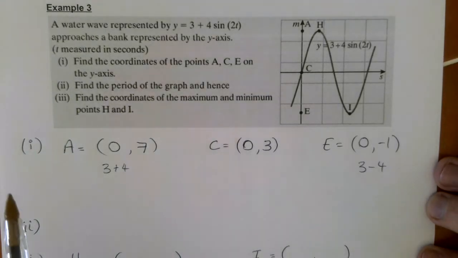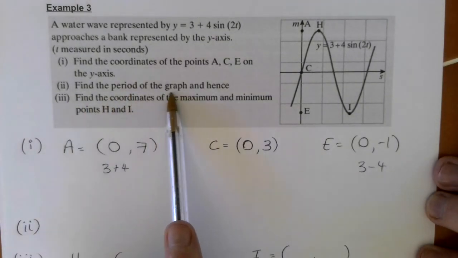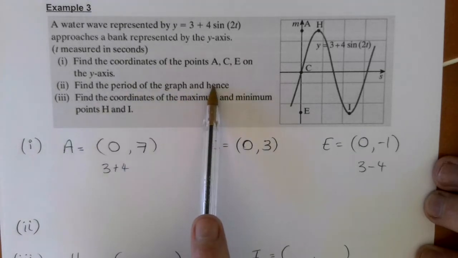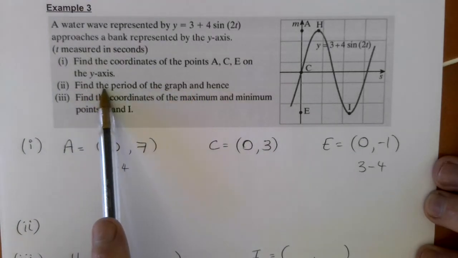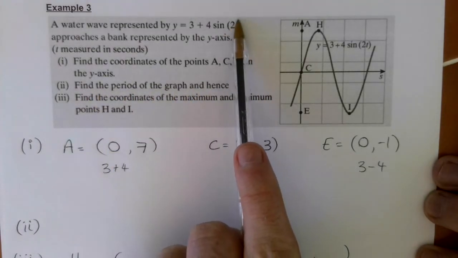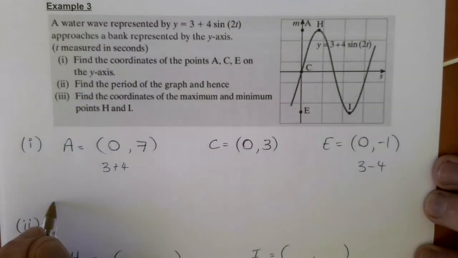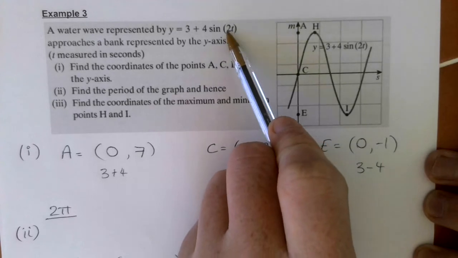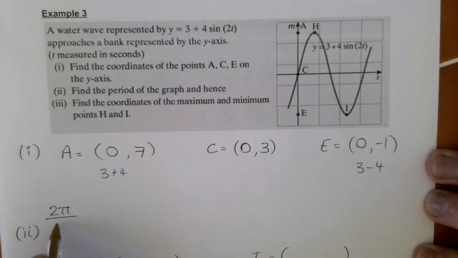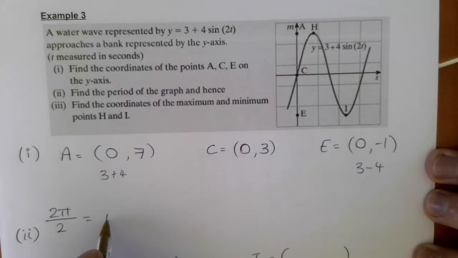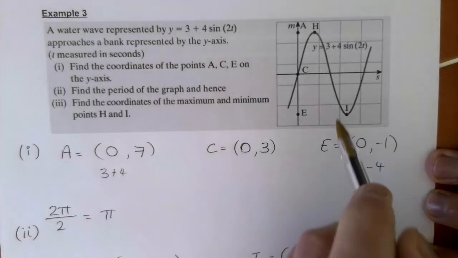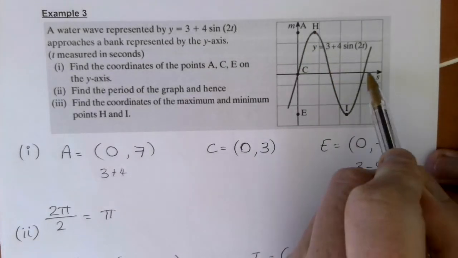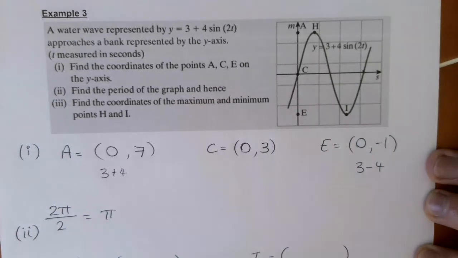For the second part of the question, it says find the period of the graph, and we'll not worry about the hence part yet. So it says find the period of the graph. In order to do that, it's going to be 2 pi, because that's the general one that we have already, and then it's going to be divided by the number in front of the variable here. So you're going to divide it by 2, and that means it's going to be repeated every pi. So that means this full wave here, to get back to this point, is a distance of pi.